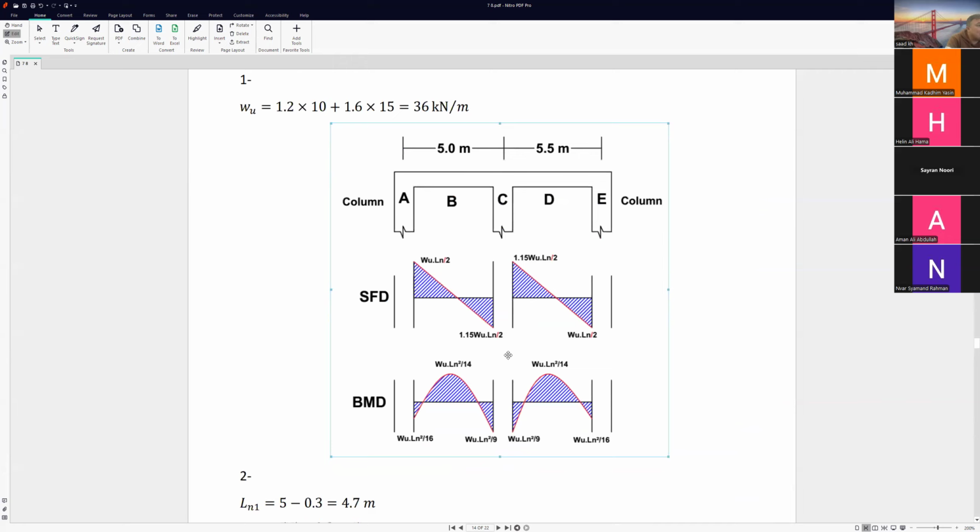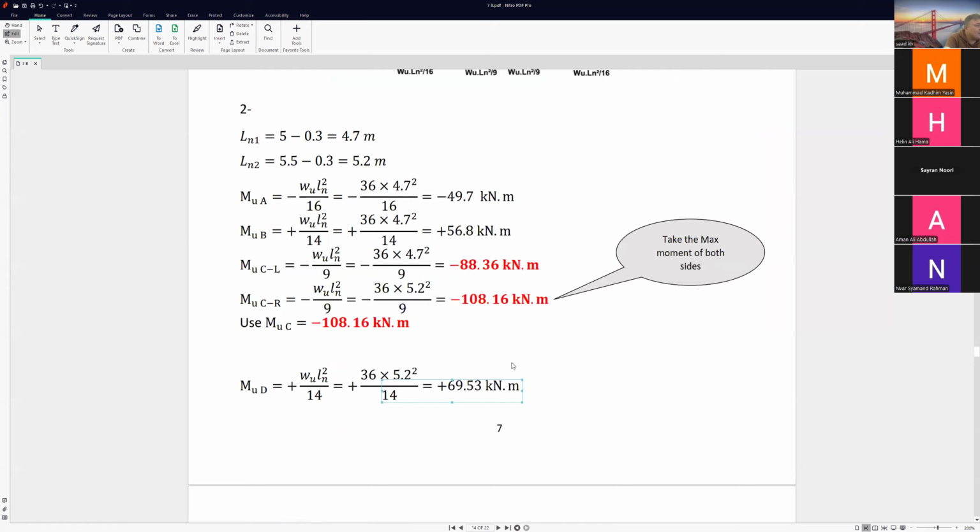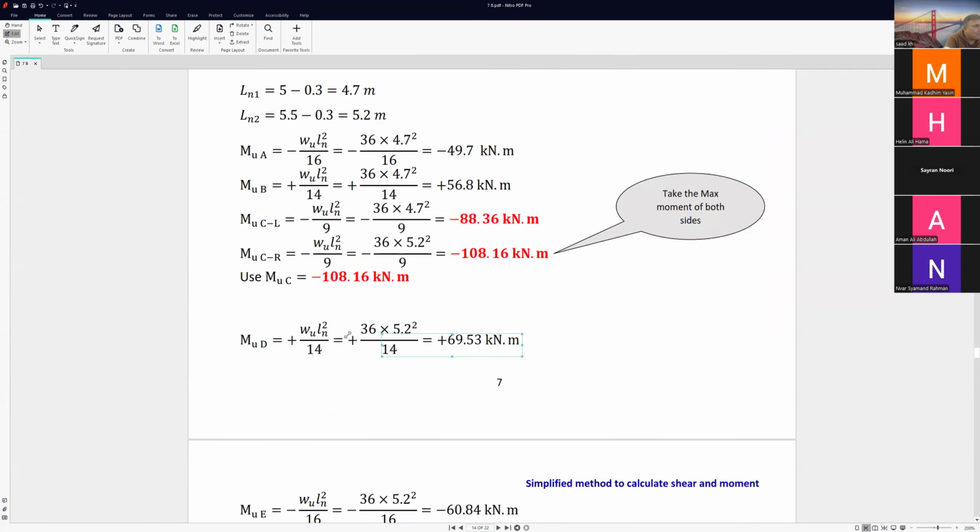But actually for the practical one, if you go to the site and you want to calculate the moment diagram for any frame or any beam, you do not have time to calculate each one individually. At that time, the code permits us to use the average length. But here, in the academic design, we take the maximum one.